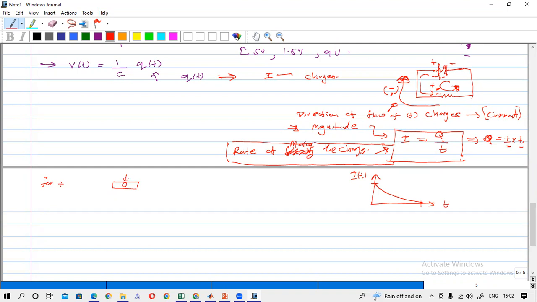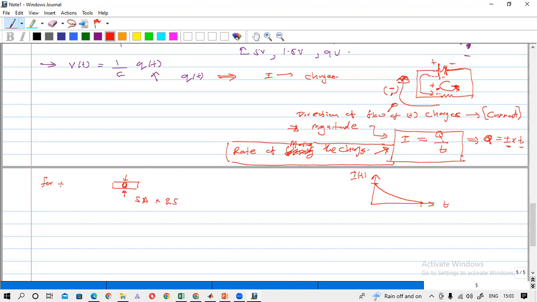Let's say the current through this conductor is 5 ampere. Okay, so current through this conductor is 5 ampere, and this 5 ampere constant current is flowing for 2 seconds through this point.